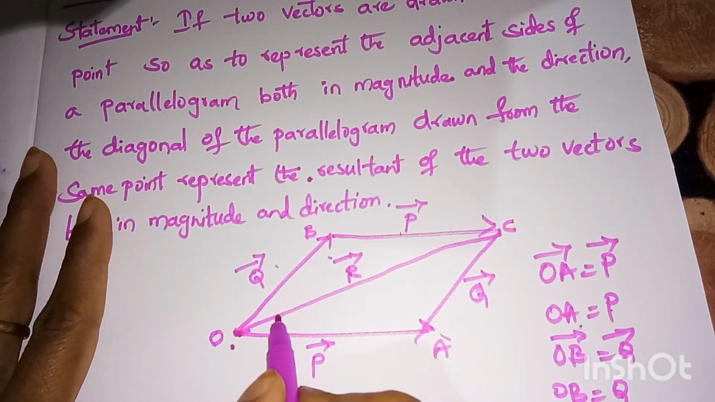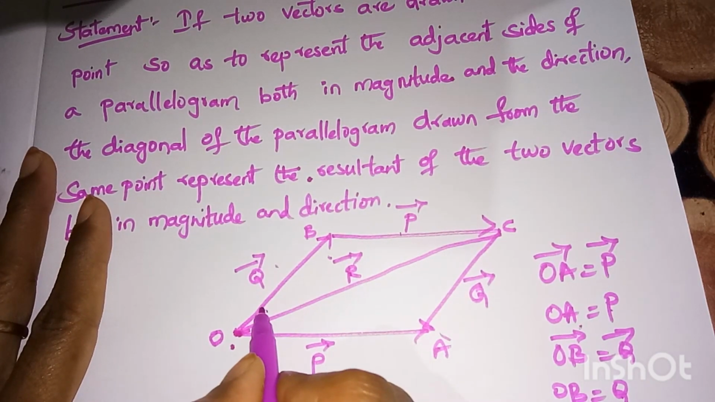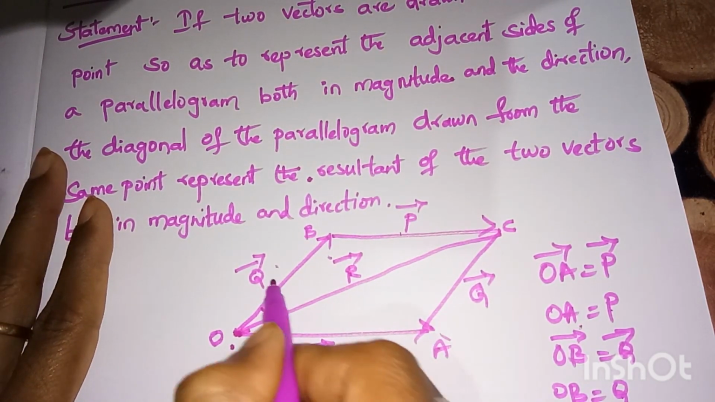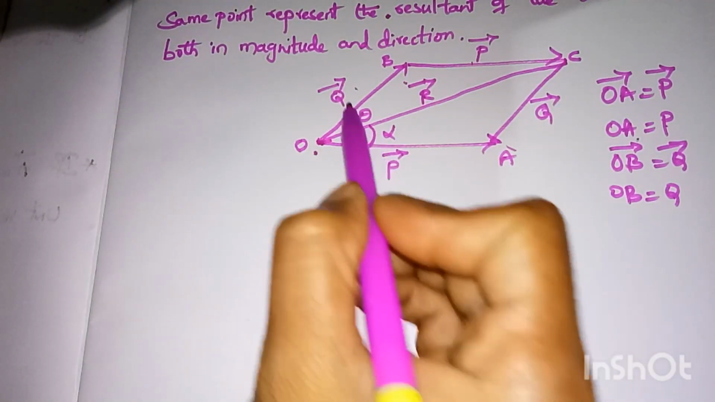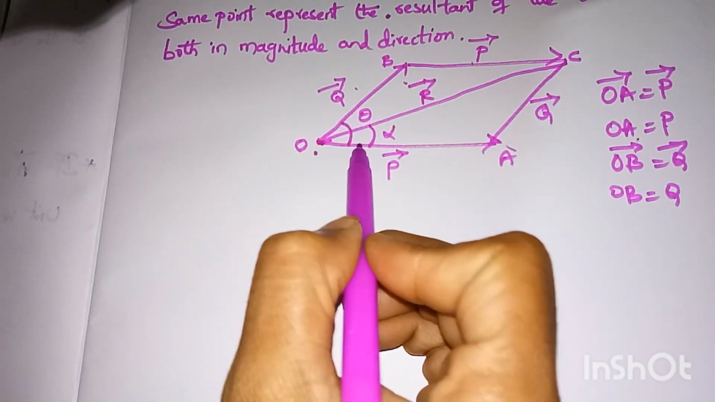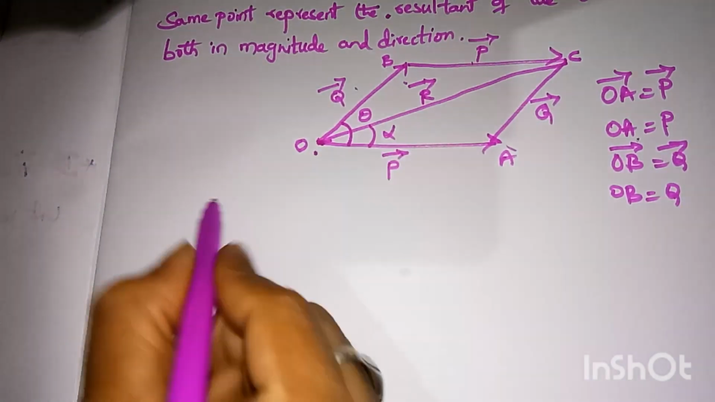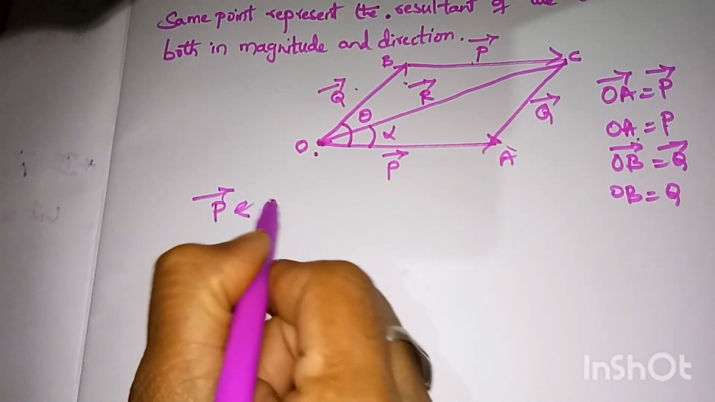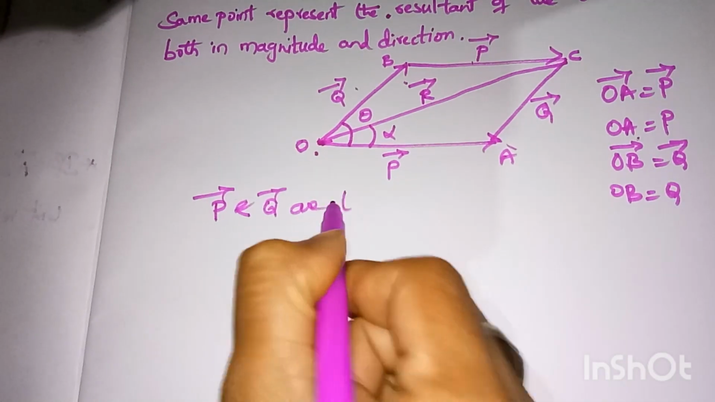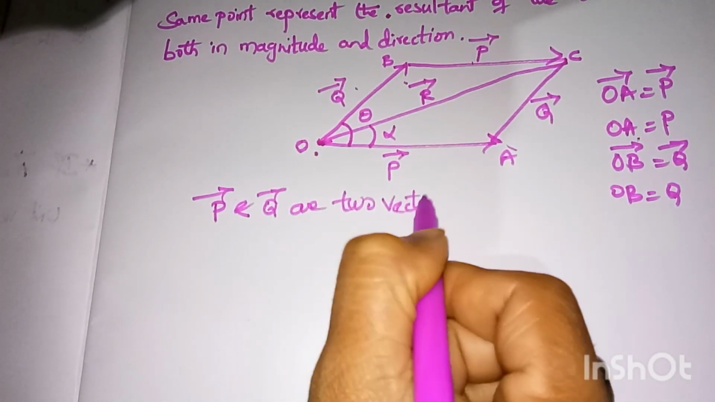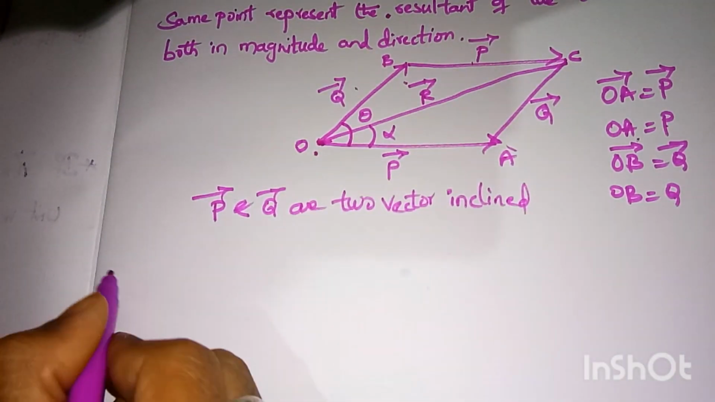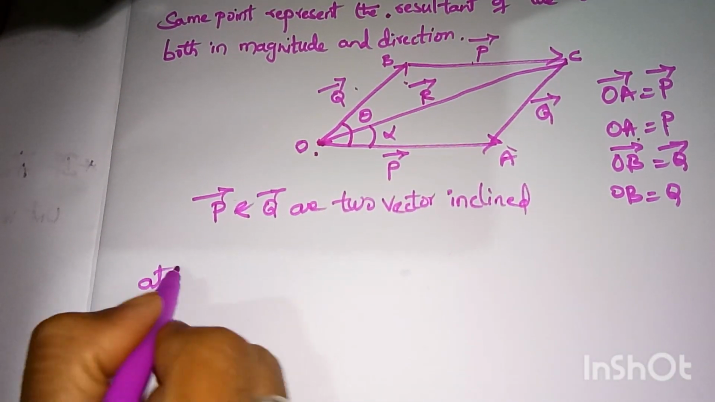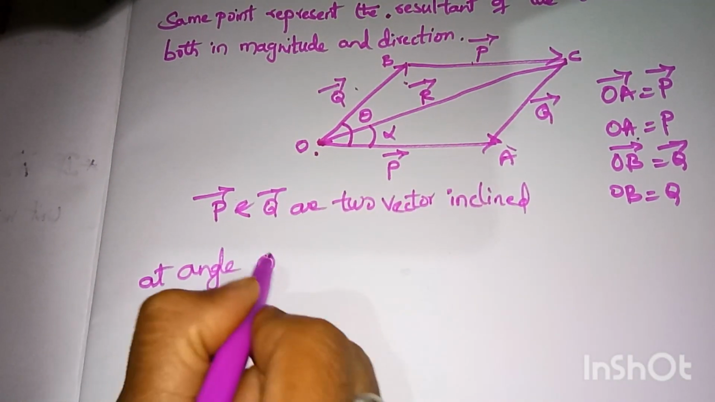For that we are drawing an angle. For P bar and Q bar the angle made is theta. So here P bar and Q bar are making an angle at O. P bar and Q bar are two vectors inclined at angle theta.